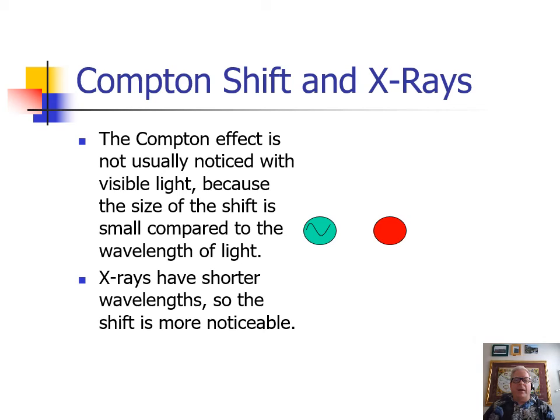Now, the Compton effect is not usually noticed with visible light because the size of the shift is small compared to the wavelength of light. But X-rays have much shorter wavelengths, so we will notice this shift happening when an X-ray photon collides with an electron.